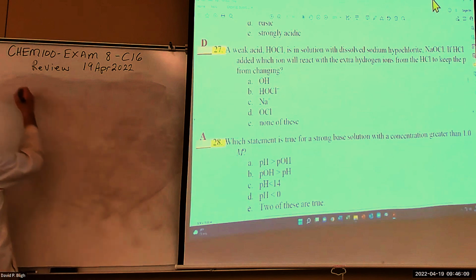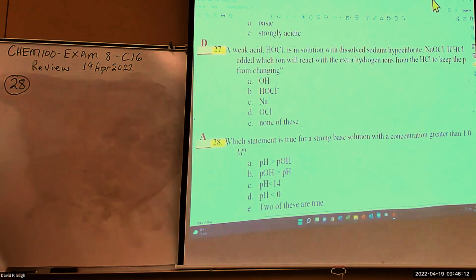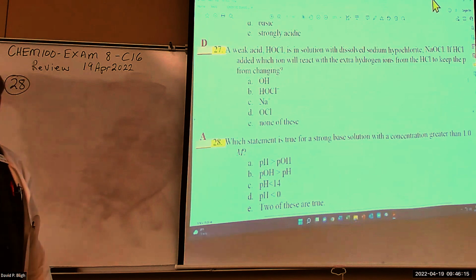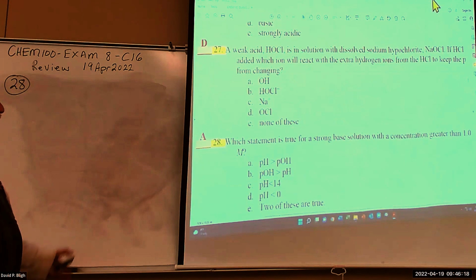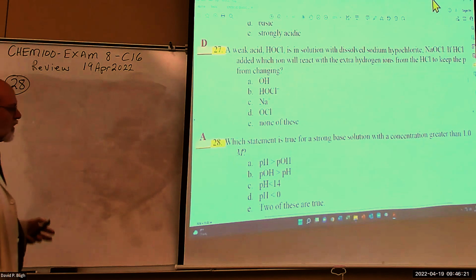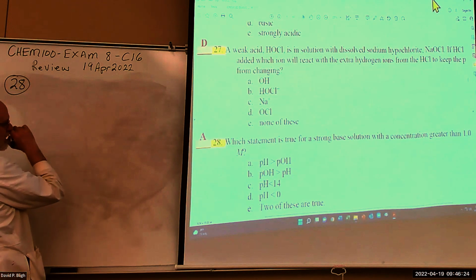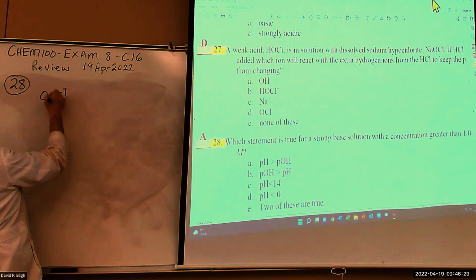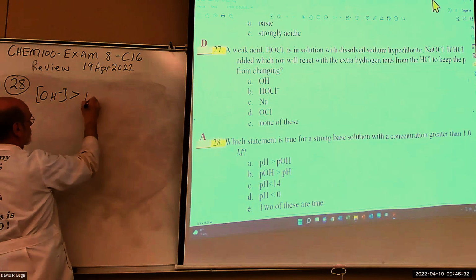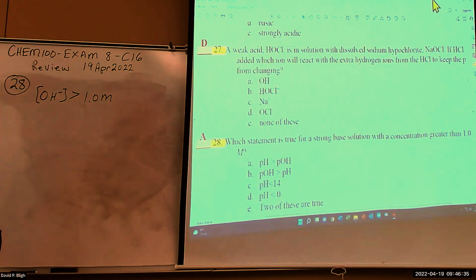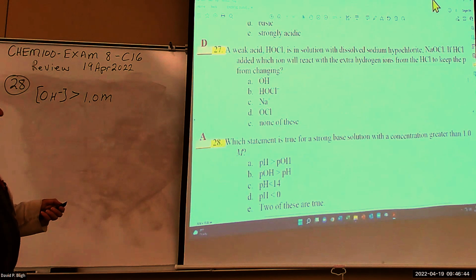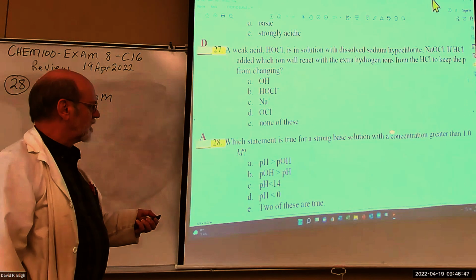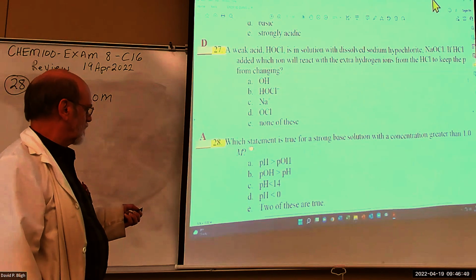And let's see, 28. Which statement is true for a strong base solution with a concentration greater than 1 molar? Okay. Strong base solution. So we're saying that the concentration of hydroxyls is greater than 1 molar. All right. It's a strong base, concentration greater than 1 molar.